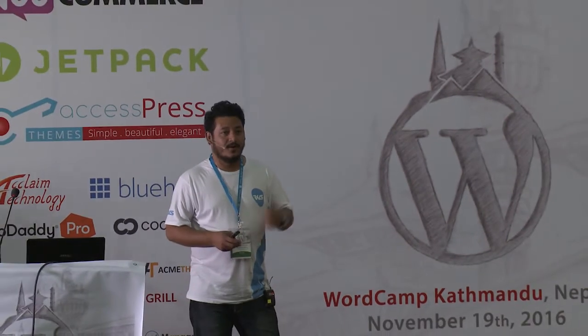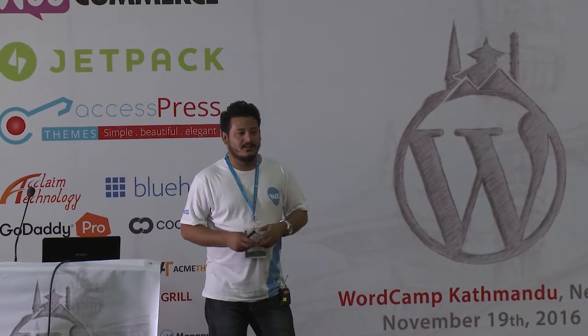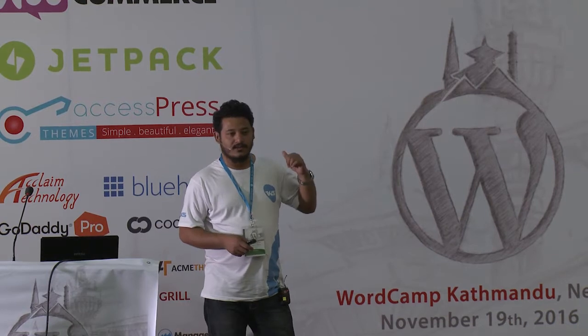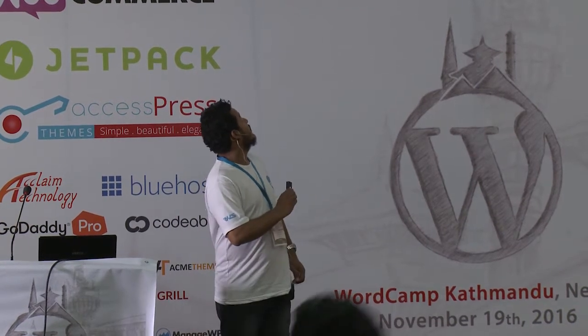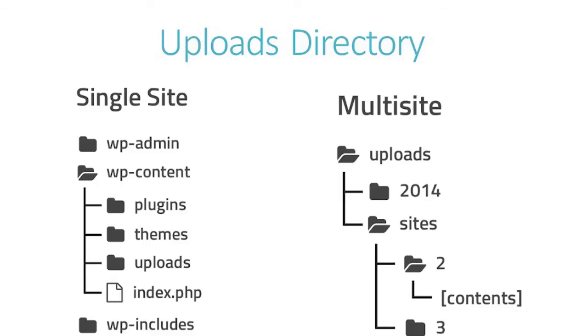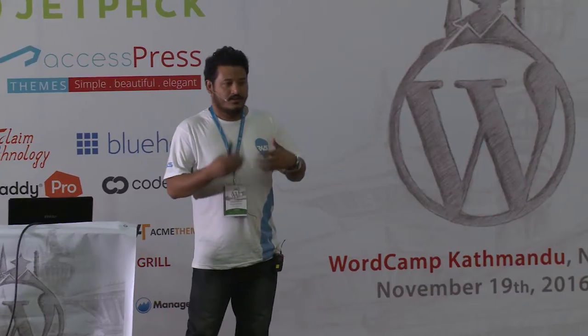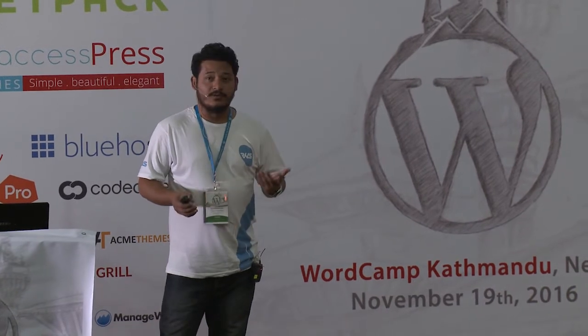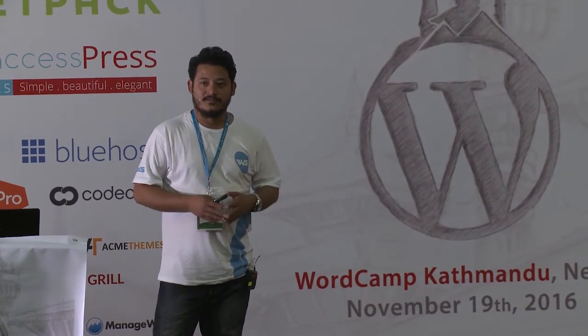Next, I would like to talk about the uploads directory. In a single installation of WordPress, we get the directory structure as I have shown here. You get WP admin, WP content, and under that you get themes, plugins, and uploads. So this is the basic structure which you get when we install a single installation of WordPress.